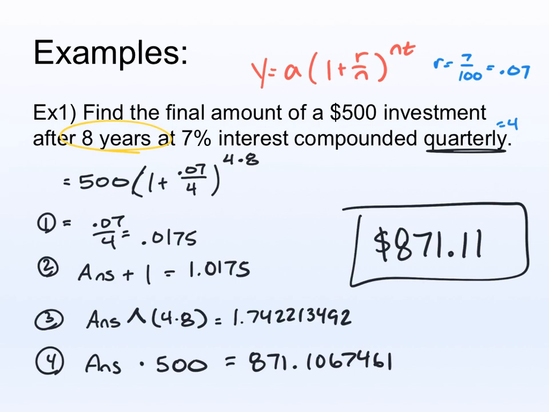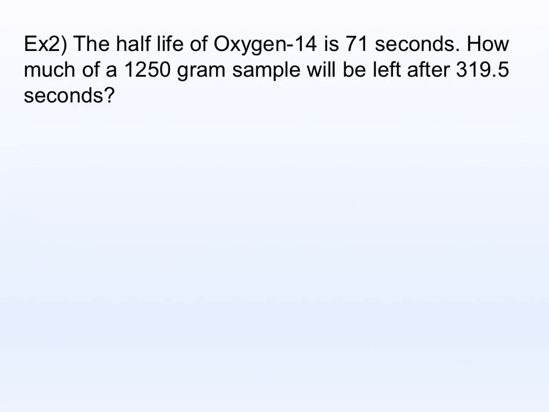All right. So there's that. We got 2 more examples after lunch. Here's these last 2 examples. The next one is a half-life problem. It says the half-life of oxygen 14 is 71 seconds. How much of a 1,250 gram sample will be left after 319.5 seconds? Okay. The thing to remember for half-life, y is equal to a times 0.5 to the t.